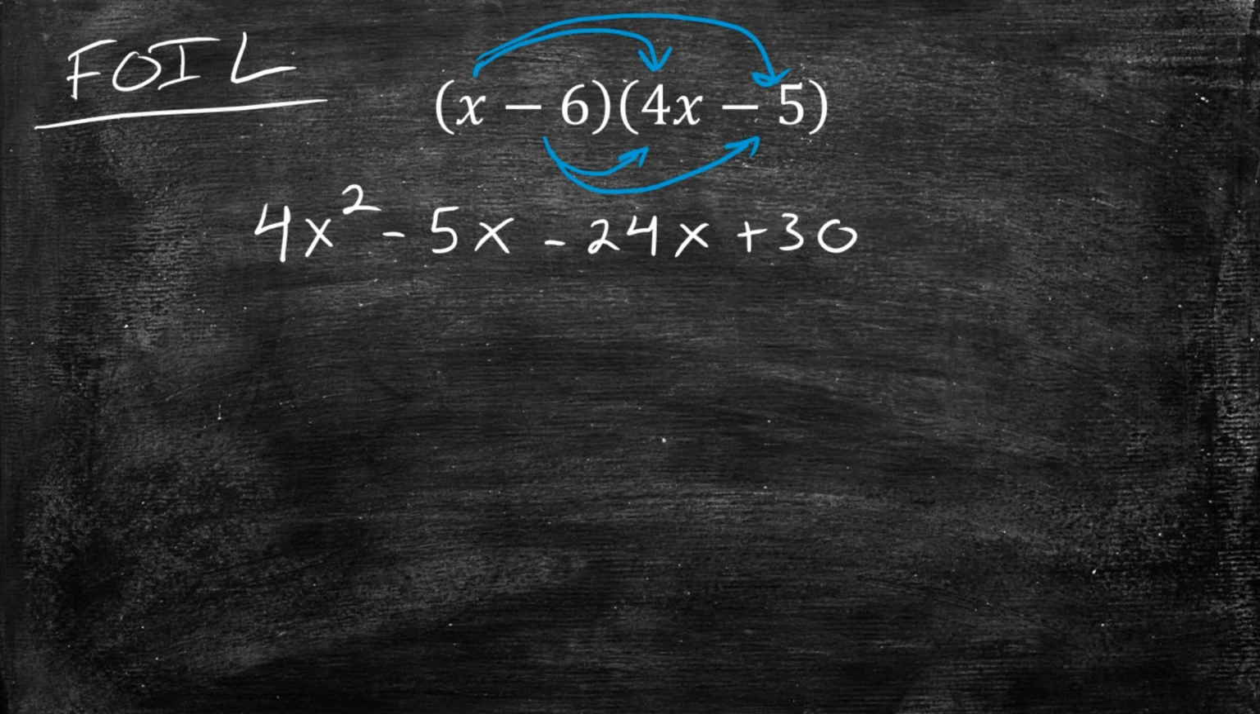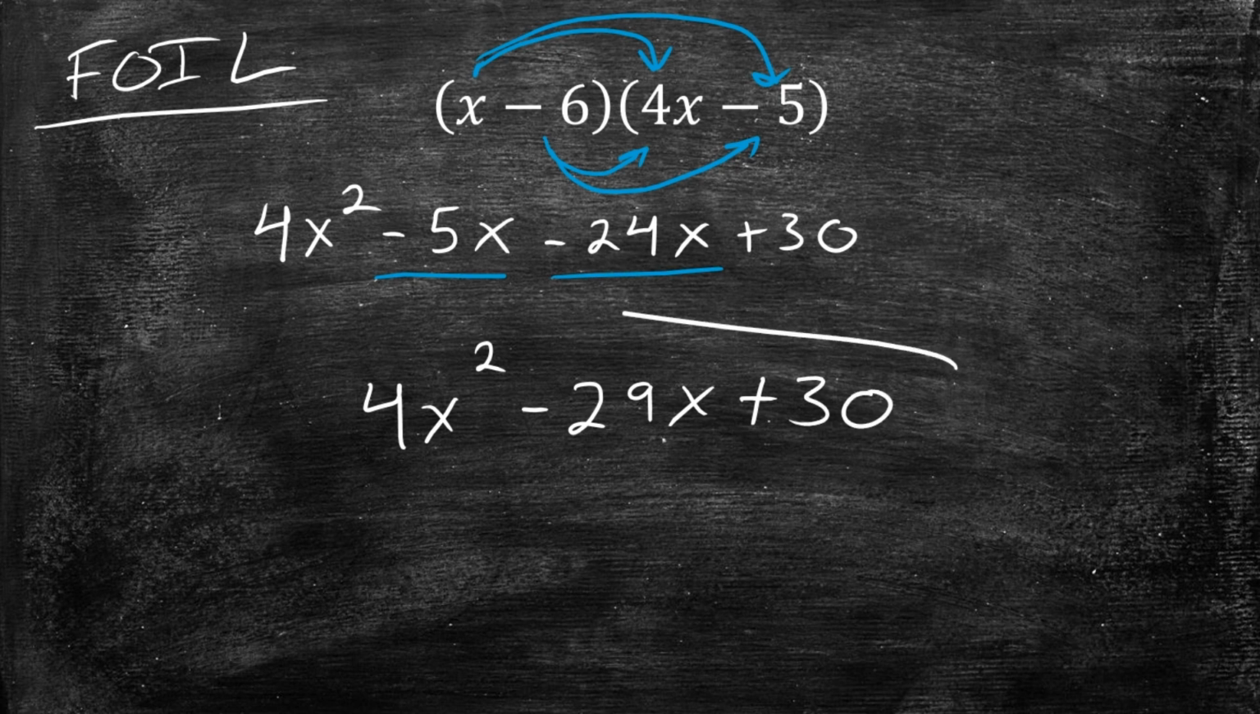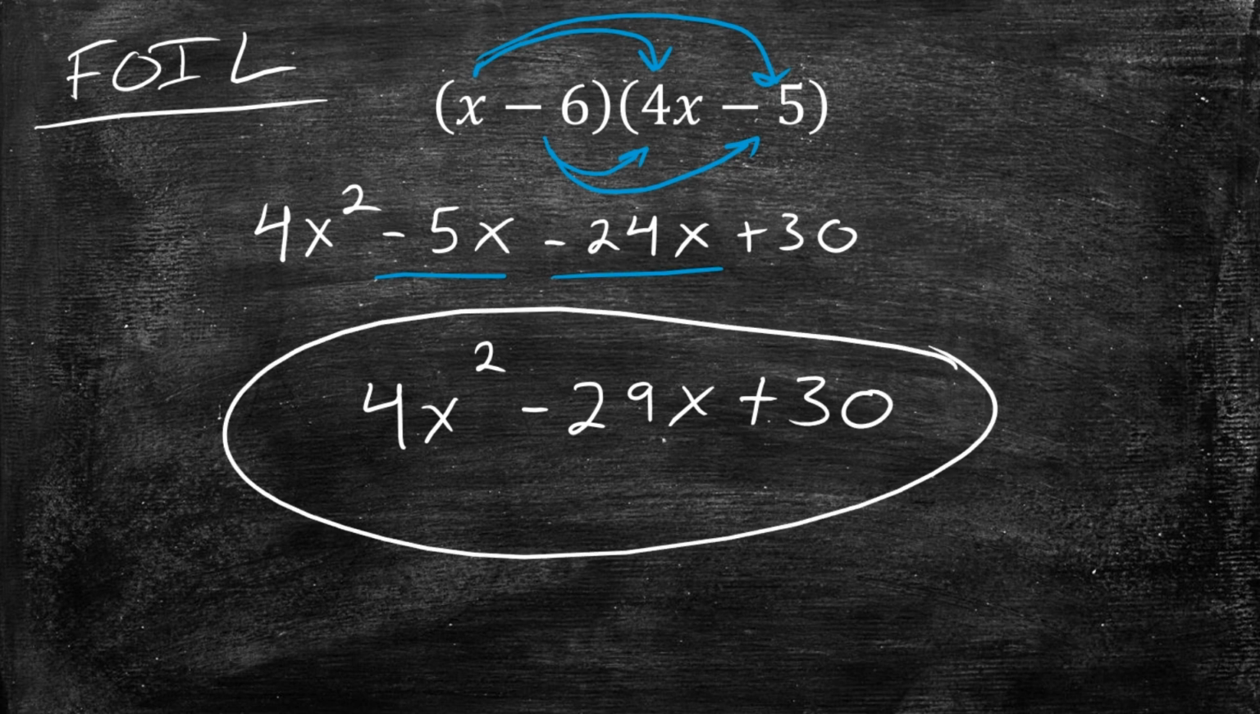All right, and now what we got to do is combine like terms. So we see that there's a negative 5x and a negative 24x. Since the variables are the same there, we can add them together. So we get 4x squared, negative 5 minus 24 is negative 29x, plus 30. This is going to be our final answer. Therefore, this example is complete.